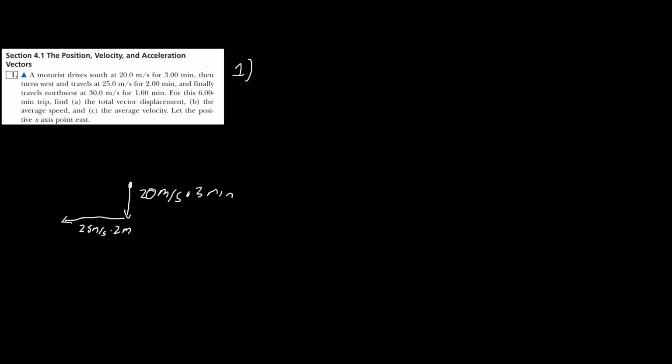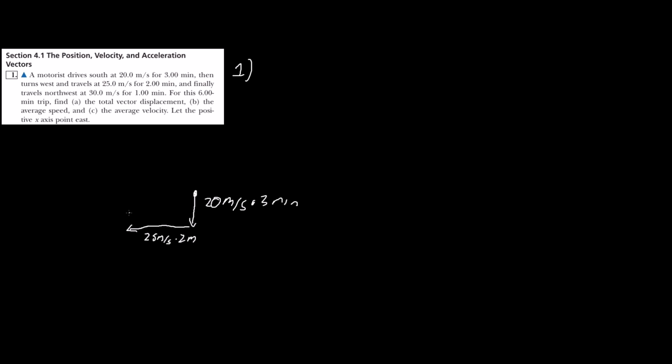And then finally she travels northwest at 30 meters per second for 1 minute. So after 5 minutes, she travels 30 meters per second northwest, that's implying 45 degrees, 30 meters per second times 1 minute. I don't know exactly what this vector displacement is going to look like, but this is the general picture. If this is the origin, we'll see where this point lies. But the overall displacement, I'm going to call it R.